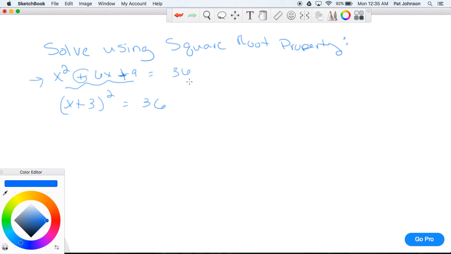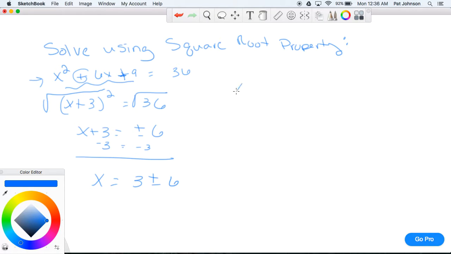Now the square root property says we can solve this by taking the square root of both sides. When we take the square root of this, it's simply x plus 3 equals plus or minus 6. Now we can solve for x by subtracting 3 from both sides, and we get x equals 3 plus or minus 6, so x equals 3 plus 6, or x equals 3 minus 6. We would get 9 and negative 3 as our solutions.